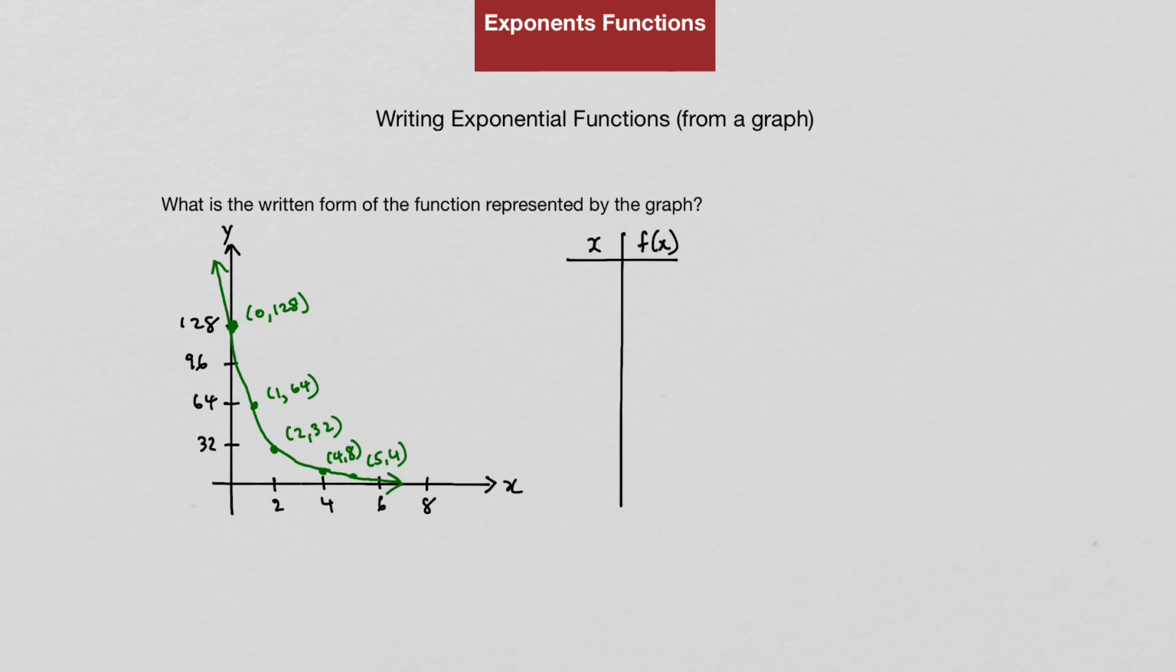Okay, so we have our table, our x and our f of x, and let's go ahead and put the data points in. We're always going to start with the leftmost point, and so this one is 0, 128. So we'll go ahead and add that in. The next point is 1, 64. So we'll go ahead and add 1, 64. Okay. And the third point is 2, 32.